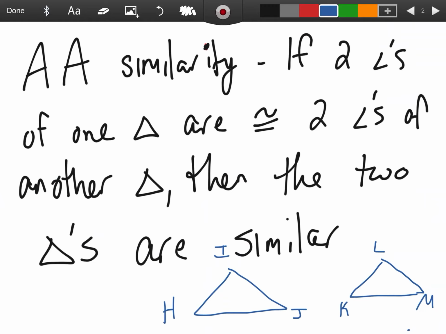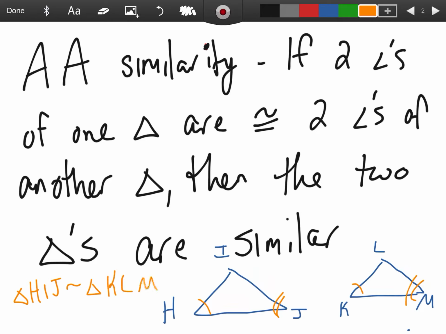So for example, down here I've drawn triangle HIJ and triangle KLM. If I know H is congruent to K, and I know that J is congruent to M, boom, I can immediately say that these two triangles are similar. I could say that triangle HIJ is similar to triangle KLM.